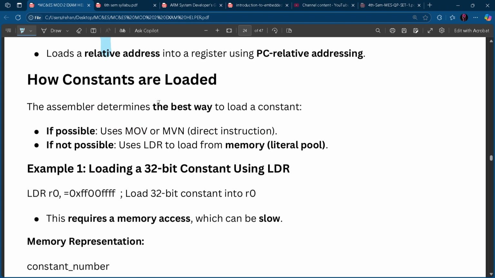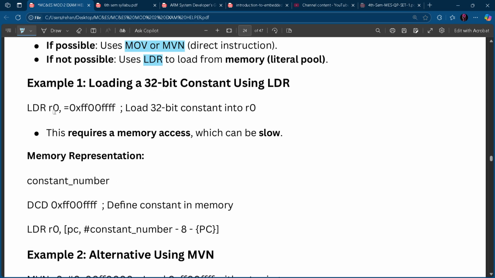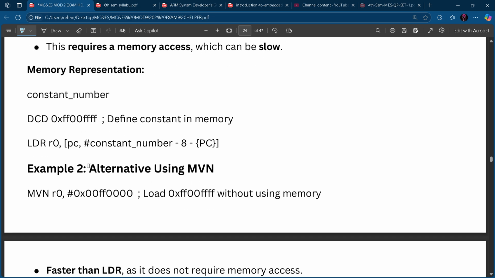How are constants loaded? The assembler determines the best way to load the constant. If possible, the best way is always the direct instruction. It is very easy, the direct instruction is used. Else it has to use LDR or ADR. Here we will see loading a 32-bit constant using LDR. You have to write LDR R0, =0x, followed by the value. So it loads a 32-bit constant into R0. This requires a memory access, which can be slow. So instead of that, you can do it using move.